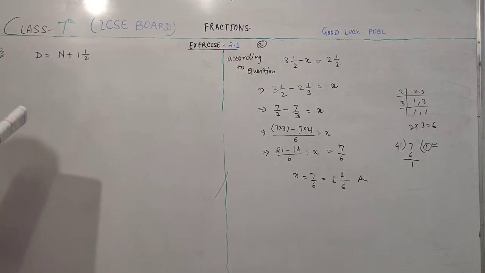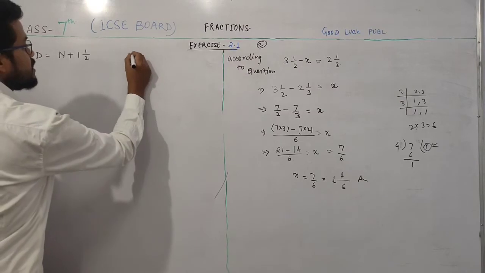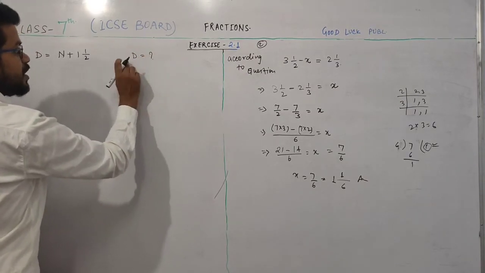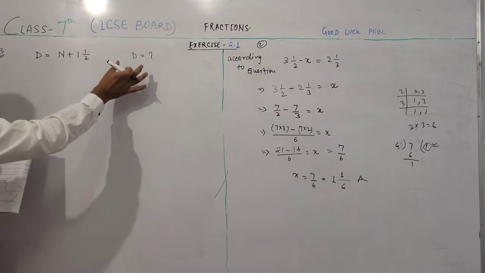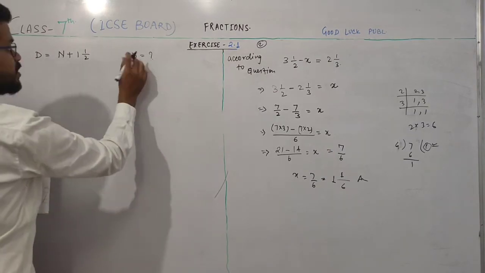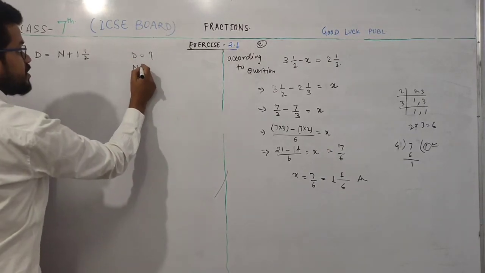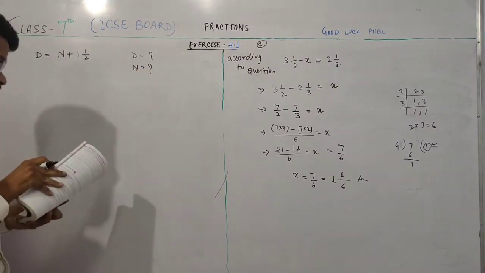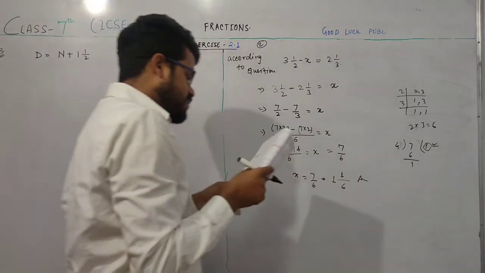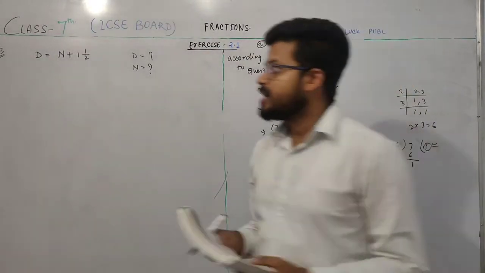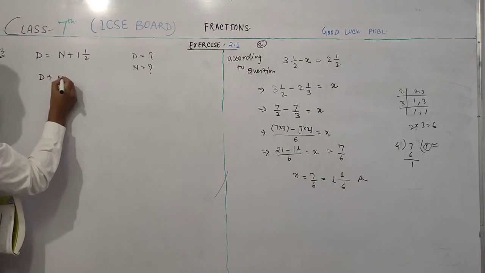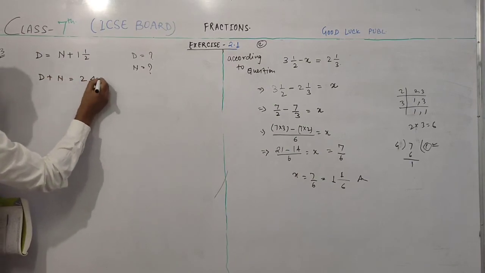Now, what is the length of each? Here the question asks how long the day is and how long the night is. Okay, this is the question. Now the next condition is to assume that one day and one night together make 24 hours.